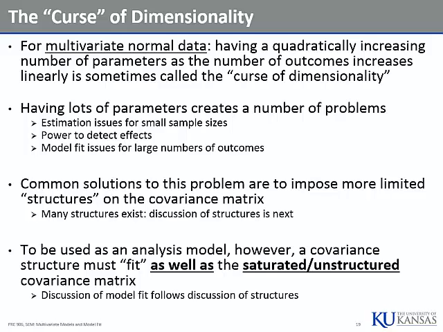I don't know if you've ever had this. If you have just a limited number of people, try to get a covariance matrix like in Lavaan to work and it won't converge or something along those lines.